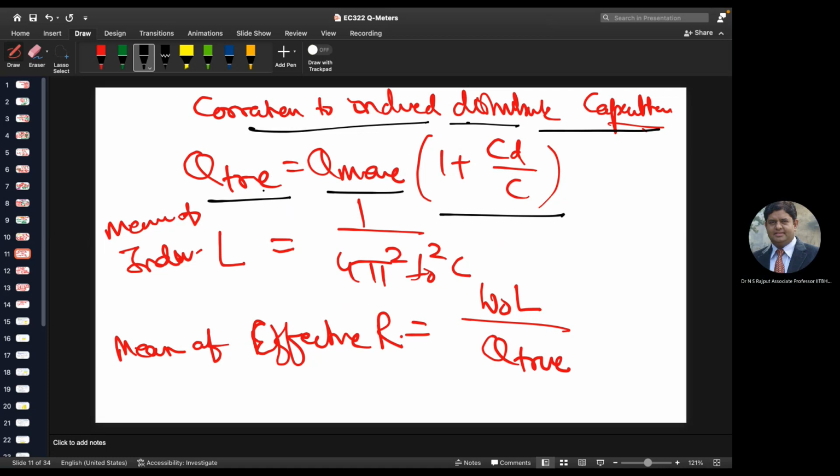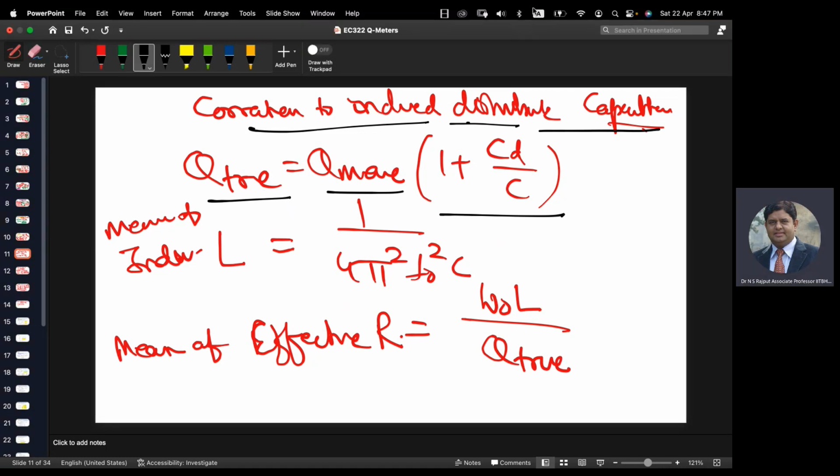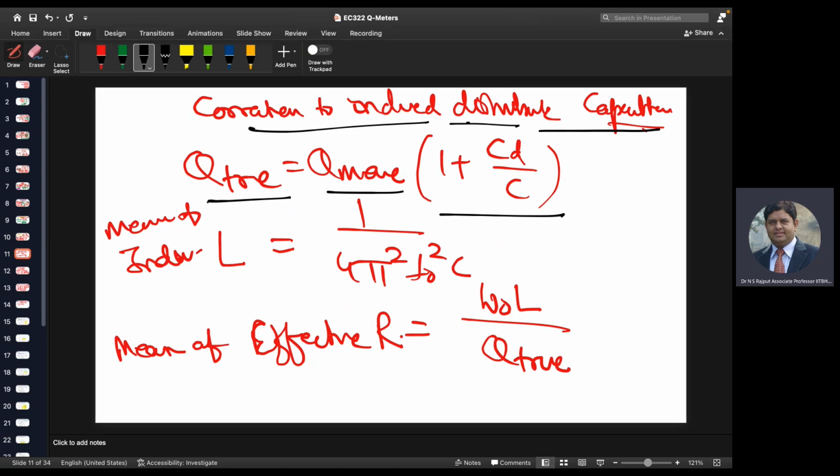All right. So when you go through the book, you will find that Q true is equal to Q measured times bracket 1 plus CD by C, right? Similarly, if we measure inductance, you can just go through the theory. We have already derived earlier that F naught is equal to 1 by 2 pi square root of LC. So if you know the resonant frequency and the capacitor value, you can also measure the inductance value, right?